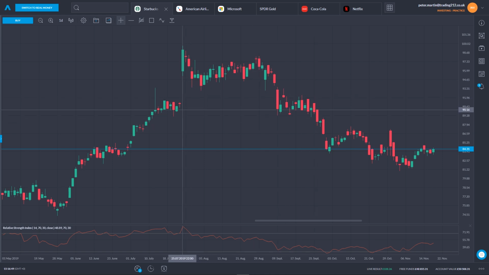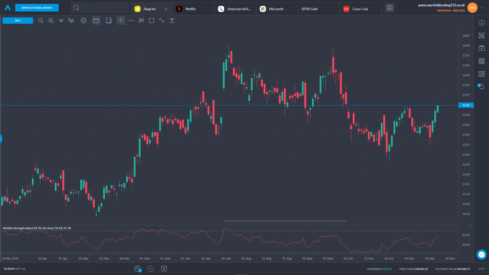Now, if we look at the RSI, we can see that when the price action was flat here, the RSI was falling. So we had flat price, falling RSI. What do we call that? Divergence. And of course, the RSI was also showing overbought here. So overbought plus divergence picks a reversal.